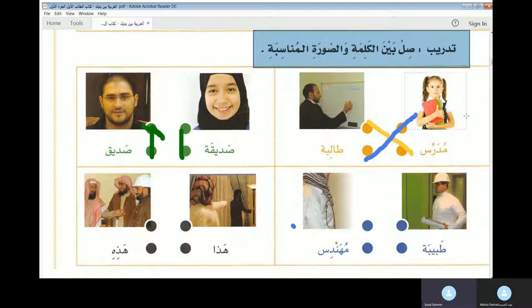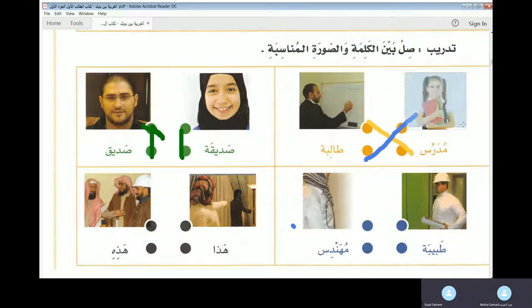Meaning of this question? Tadrib. Vocabulary words. Exercise. Connect words and pictures. Munasiba, appropriate. Connect the words and appropriate pictures.